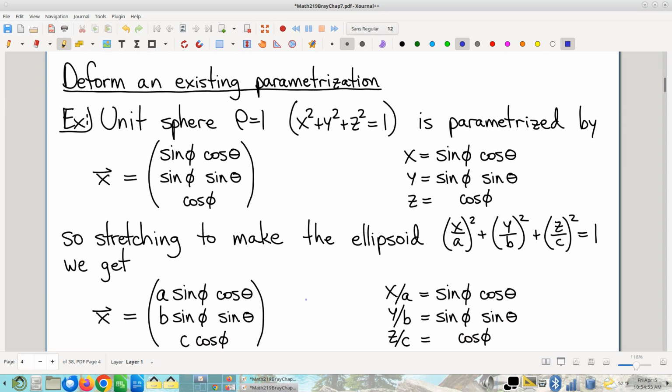Okay, here's the last method I'm going to show you. Sometimes you can deform an existing parameterization. Starting with a kind of freebie, but this is a good example to see: suppose you want to parameterize the unit sphere. No problem. The unit sphere is a graph, isn't it?